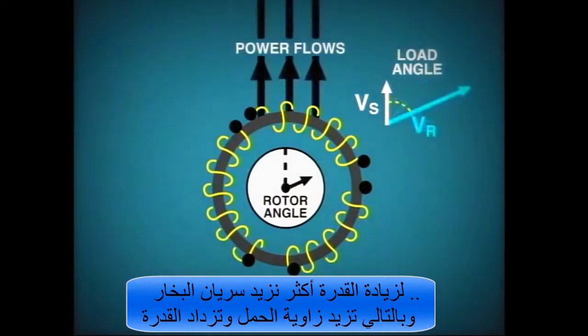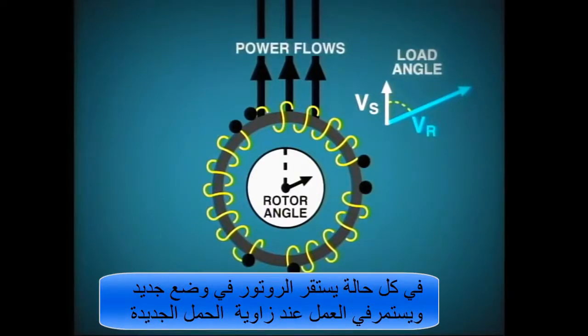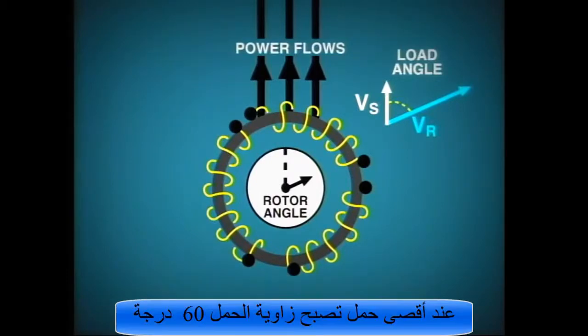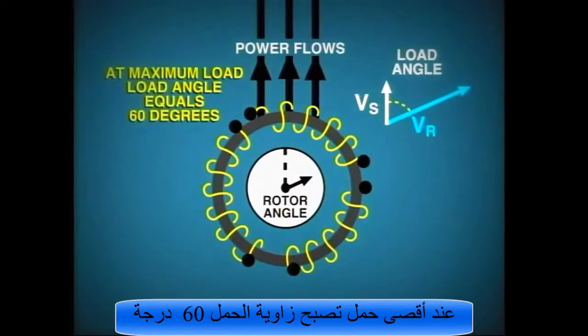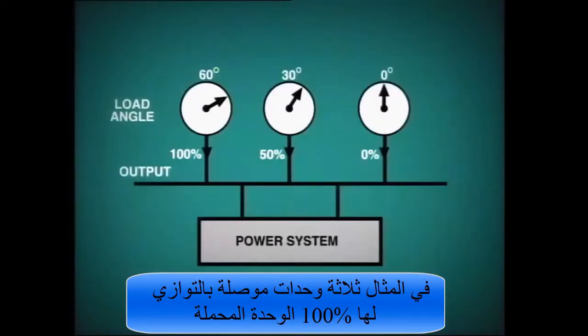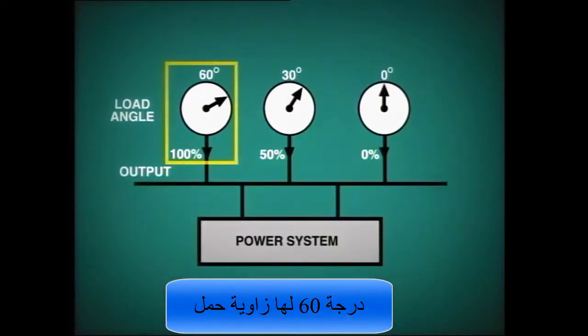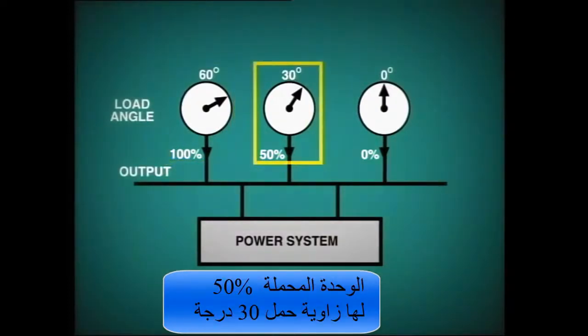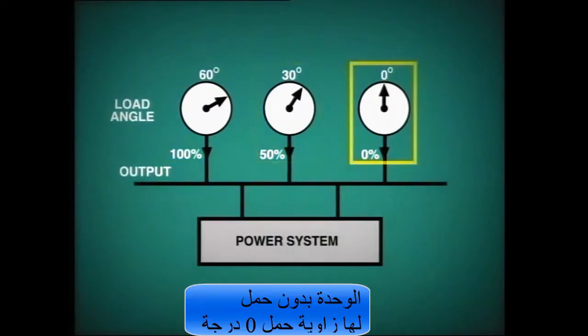To further increase power output, we increase steam flow and so further increase the load angle, which in turn increases the power output. In each case, the rotor settles down to its new condition and continues to run at the new load angle. At maximum load, the load angle will probably be about 60 degrees. So now you can see if we have, say, 3 units in parallel on a common bus. The unit which is generating at 100% capacity will have a load angle of about 60 degrees. The unit at 50% output will have a load angle of about 30 degrees, and the unit at zero load has a load angle of 0 degrees.